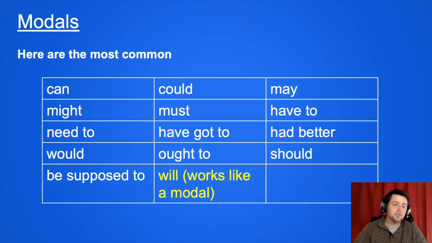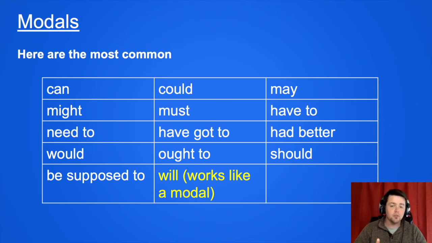Now, what are modals? Here is a list of the most common modals. Can, could, may, might, must, have to, need to, have got to, had better, would, ought to, should, and be supposed to. Now, will works like a modal. It follows the rules of a modal, but since we use it to create the future tense, it's not technically a modal. So I am not going to talk about will, just use it to create the future tense.